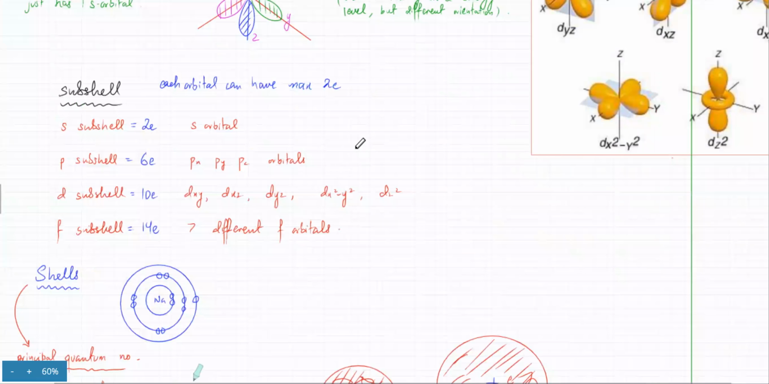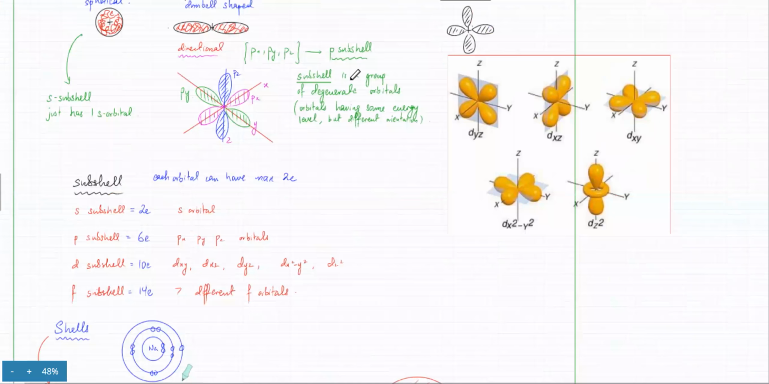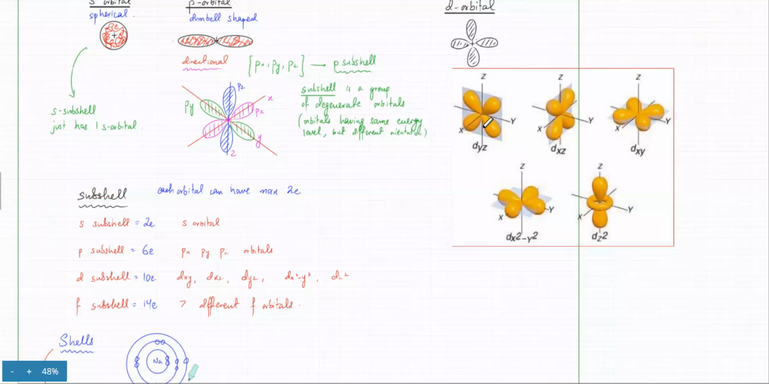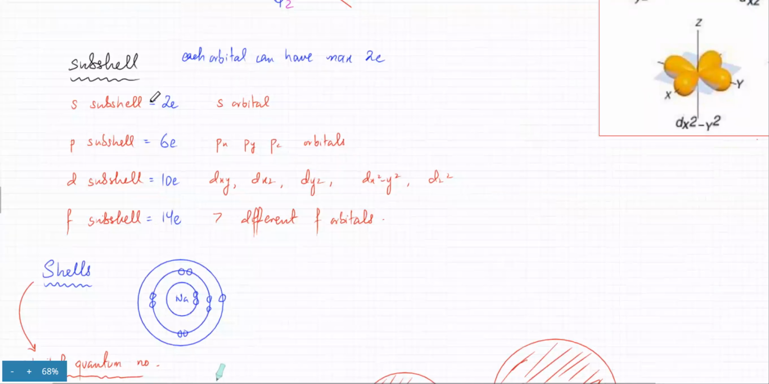So the next thing that we studied was subshells. I told you that each orbital can have a maximum of two electrons. So all these regions in space around the nucleus can have a maximum of two electrons. The s subshell has only one s orbital, so the maximum number of electrons is two. The p subshell has three orbitals, px, py, pz, and the maximum number of electrons that can be accommodated in a p subshell is six.